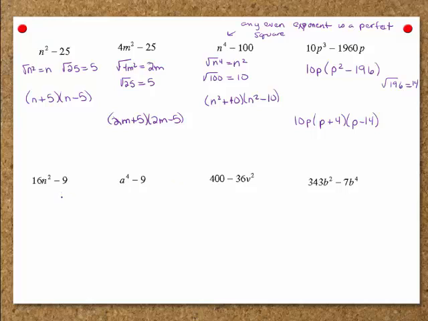So why don't you go ahead and try these 4 and see how you do. Now, it doesn't matter if the variable is in front or in back. If you have a perfect square minus a perfect square, you just take the square root of each and go from there. So go ahead and pause the video, work these out, and then unpause it and check your answers.